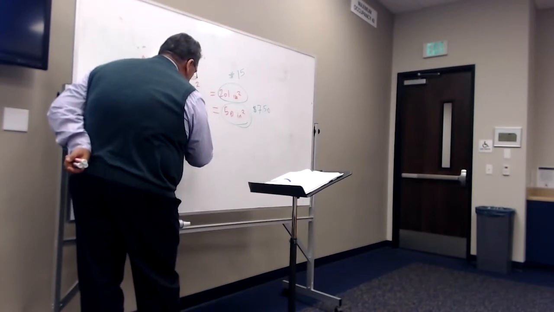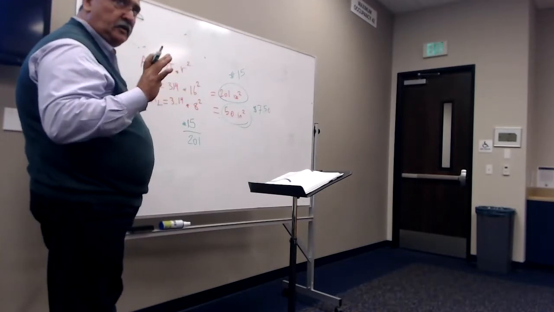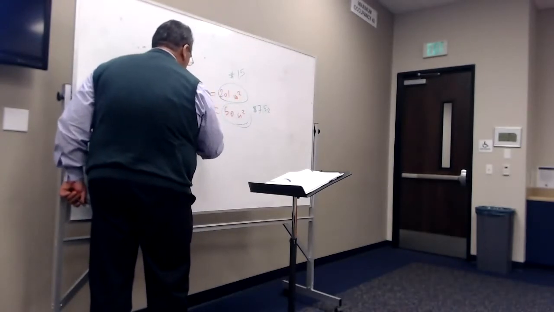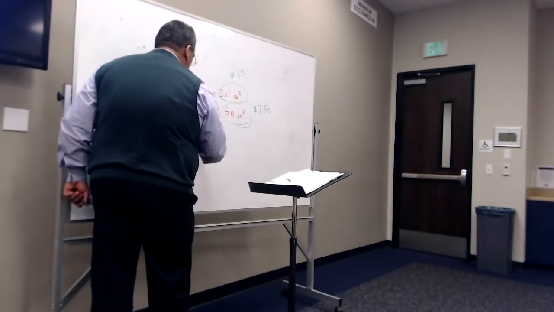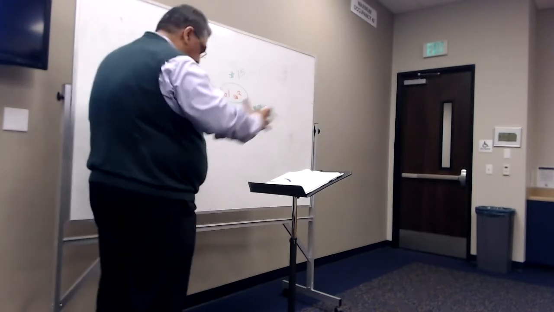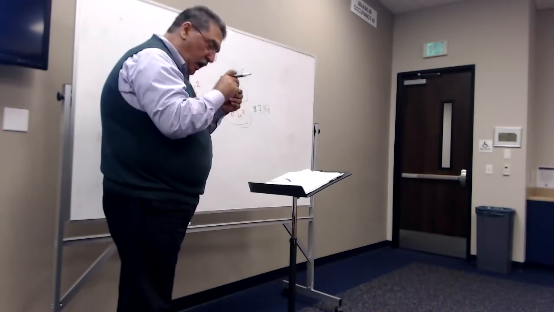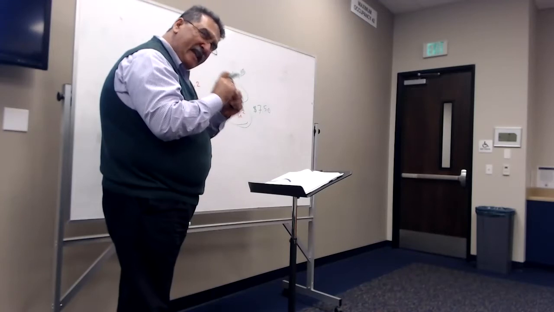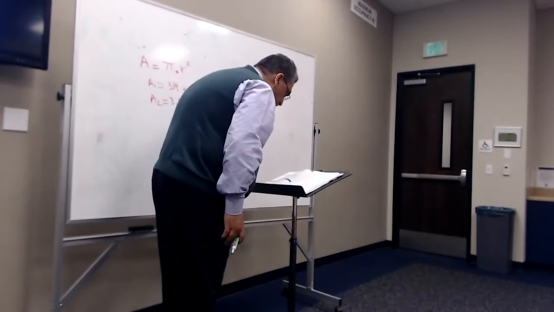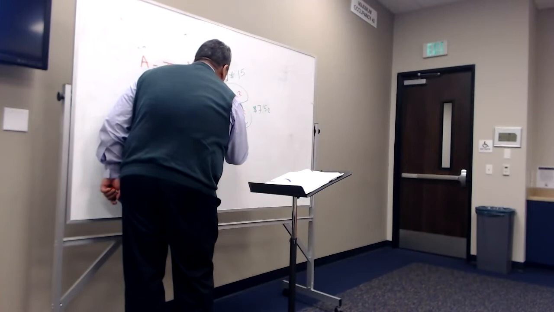Are you guys following me? The total price for the larger pizza is $15. The total area of the larger pizza is 201 inches squared. So if this costs $15, I divide the total cost by the area, and I find what it costs for each square inch, and it's almost $0.07.